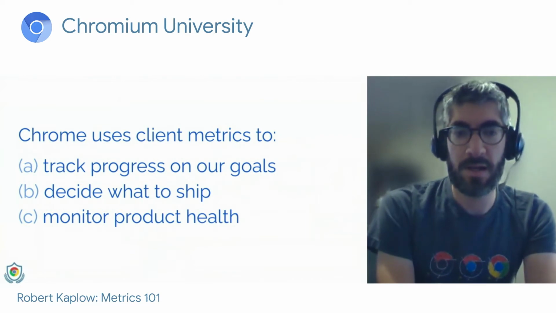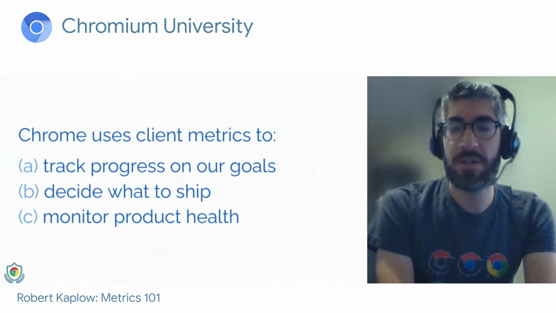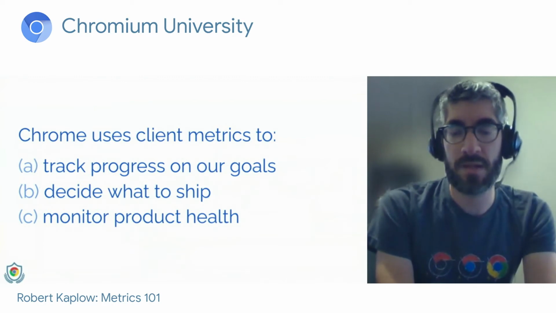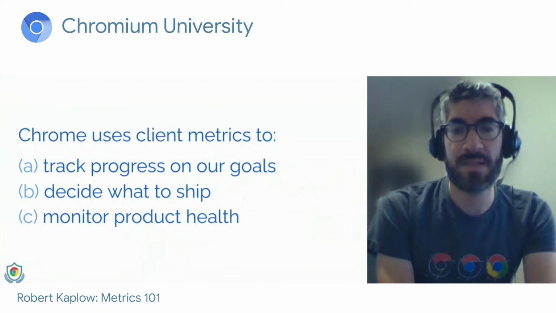Next is helping us decide what to ship. So maybe a feature is being used, but is the feature working correctly? Is it having the expected effect? And are there particular variants that work best? Maybe there's a few different ways you could tweak a feature, and the data helps us decide which exact version we want to ship.